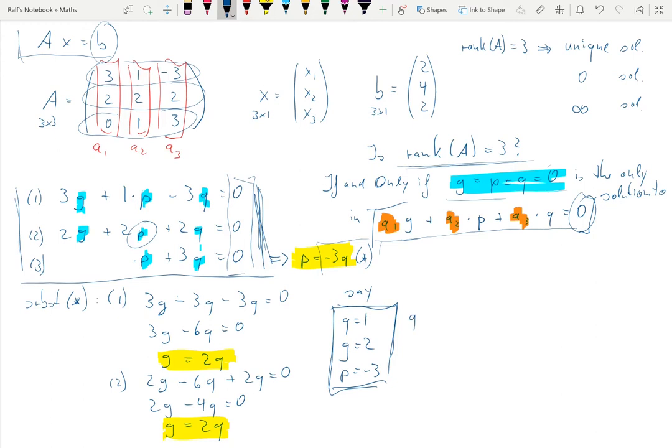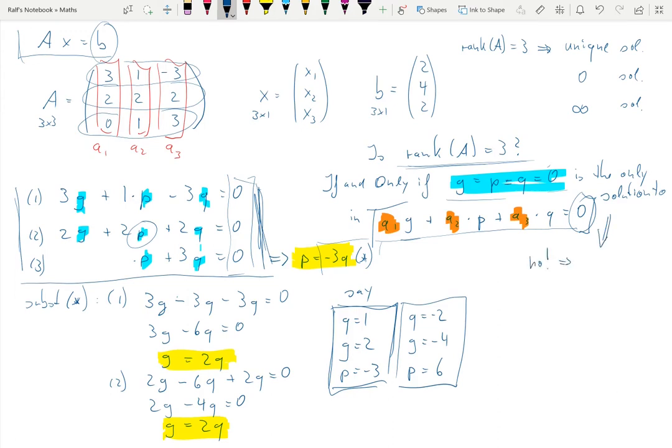Let's say we choose Q equal to negative 2. Then you will find that G is negative 4 because G is 2 times Q, and P, which is negative 3 times Q, turns out to be 6. And you could plug these three values into these three equations. You would find them to be correct. So the answer to this question is no.